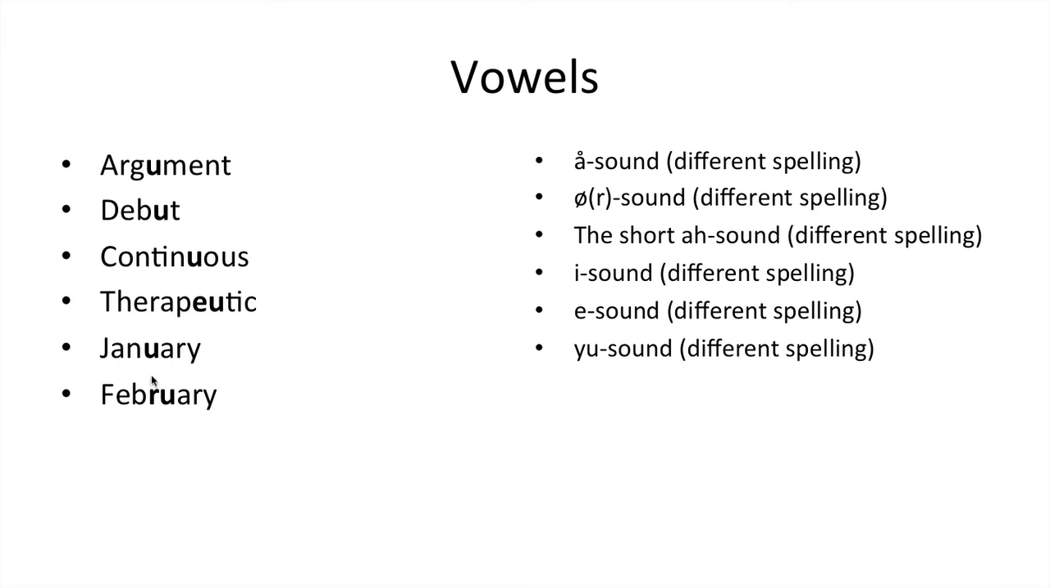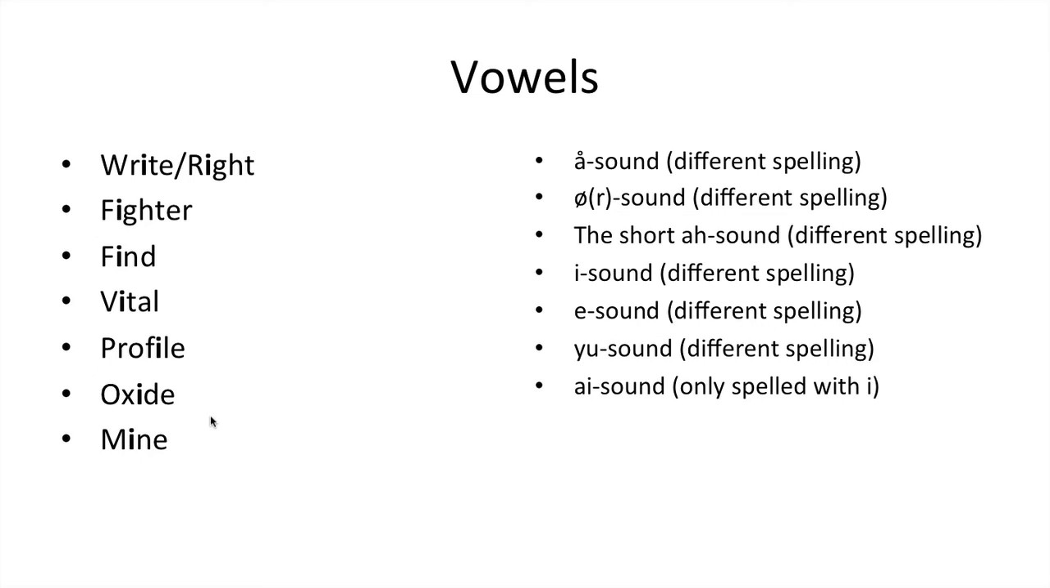Therapeutic, January, and February. In American English, at least, the R is pronounced like here. You can't hear the R. It's turned into a U sound. Just February. The I sound. Right and right, pronounced the same way there.